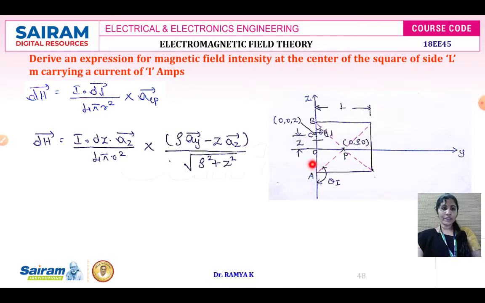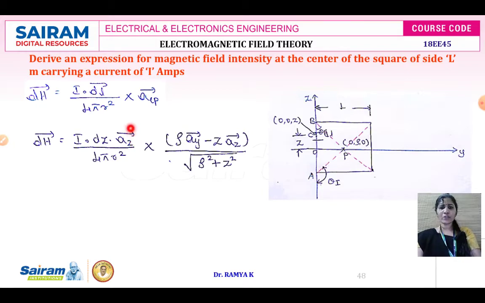When you identify the distance between your cause and effect, from point C to point P, it is effect distance minus cause distance: 0 minus 0 into a_x vector, rho minus 0 into a_y vector, so rho into a_y, 0 minus z, so minus z into a_z vector, divided by root of the distance between point C and P, which is root of rho square plus z square. And I dl, dl is nothing but the differential current element, which is dz into a_z.